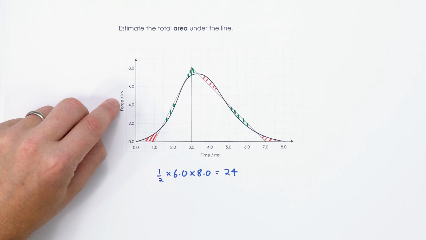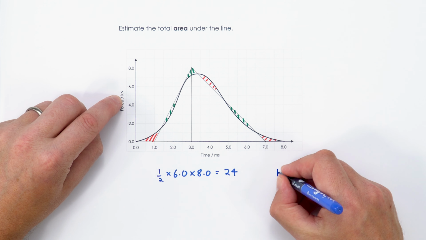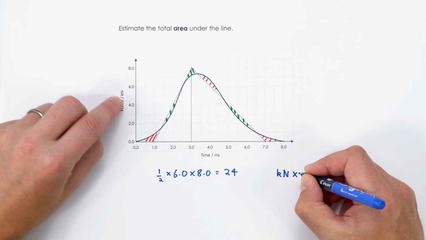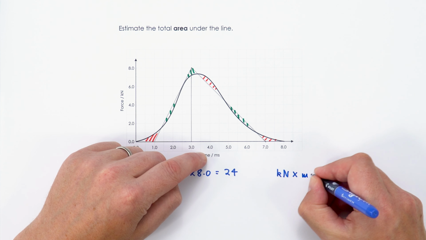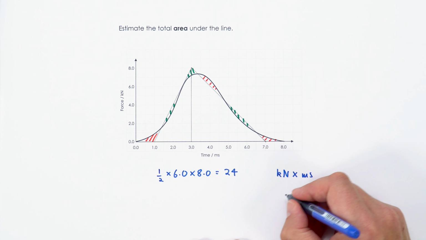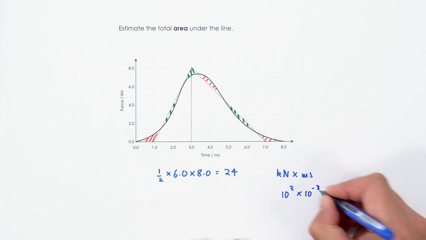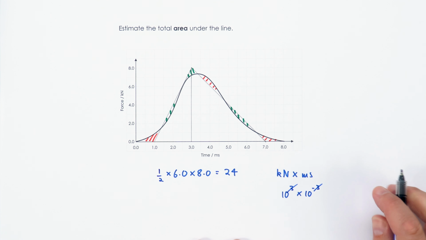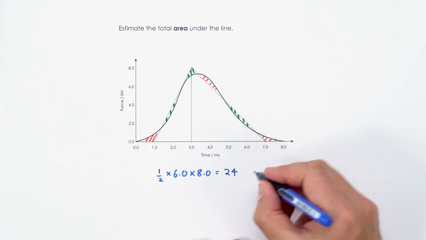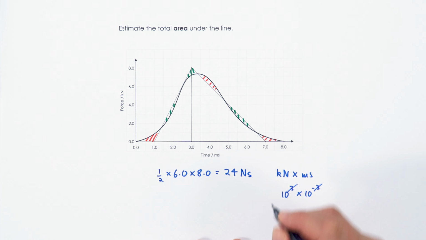Now we've got to have a look at the units. We have a force in kilonewtons, and we're multiplying that by a time in milliseconds, and therefore what we've got is something times 10 to the 3, multiplied by something times 10 to the minus 3. So effectively those two things cancel out. And that means the area here would be equal to 24 Newton seconds.